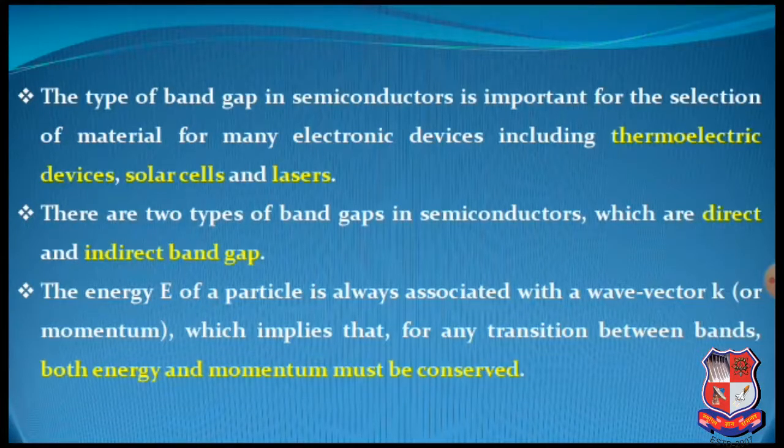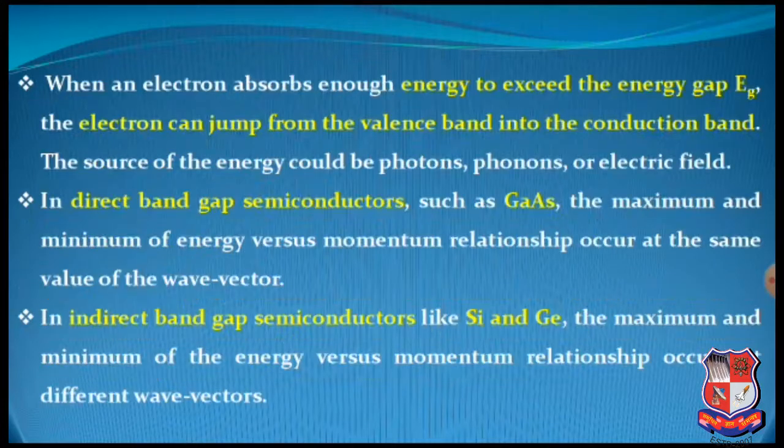So, in this particular slide, we have identified two major types of semiconductors which we are going to study: direct and indirect band gap semiconductors. Number 2, when an electron is traveling from the valence to the conduction band, the energy and momentum before the traveling and after the traveling must be the same. That means energy and momentum must be conserved.